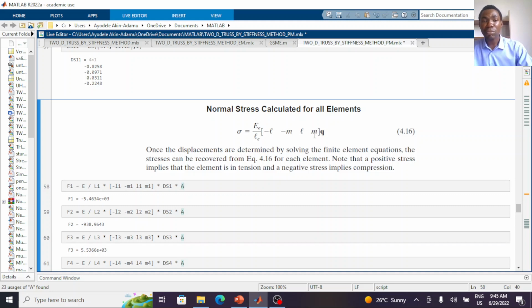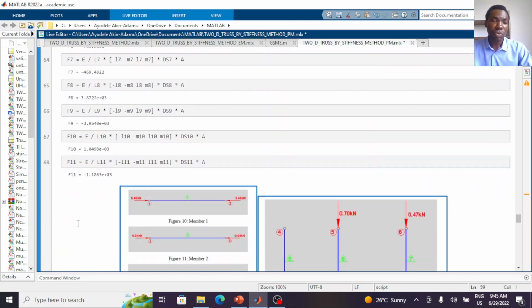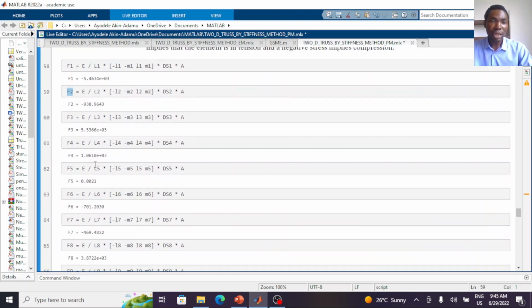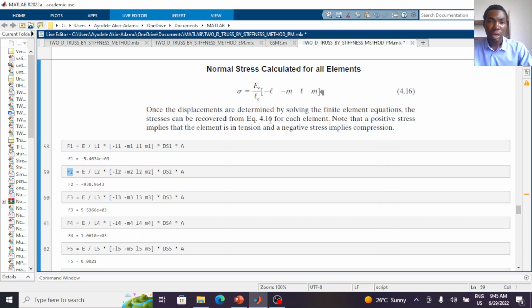But if you are not looking for a normal stress, say you are more interested in the axial force, you multiply this stress value by the cross-sectional area. So this stress equation multiplied by the cross-sectional area will give us the axial force. So this is what I did here. F1 is denoting the axial force for element 1, F2 is denoting axial force for element 2, to F11. I computed the axial force for all elements using this stress formula multiplied by the area.